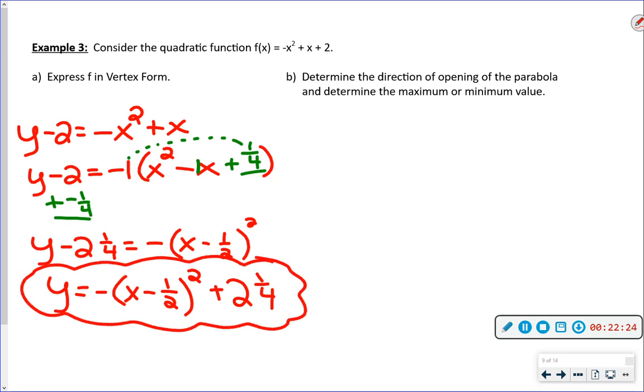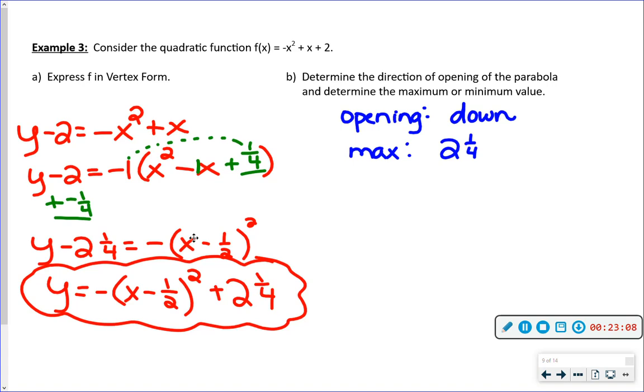Okay. Determine direction or opening. Okay, we got it. So opening, let's do that. So I'm just asking you, does it open up or down? Down. Your lead coefficient's negative. And determine the maximum or minimum value. Well, next question for you. If it opens down, does it have a max or a min? Does it have both? Which would it have if it opens down? Max. Max. And remember, that occurs at the y coordinate of the vertex. What's your y coordinate of the vertex? 2 1/4. Super happy I don't have to graph that.